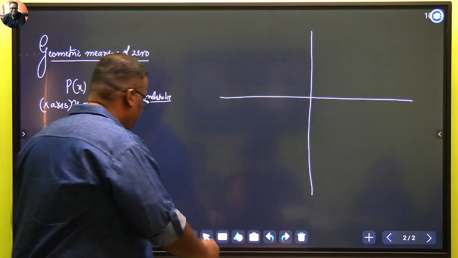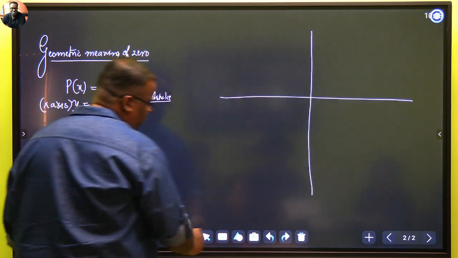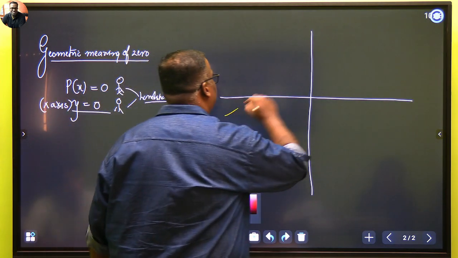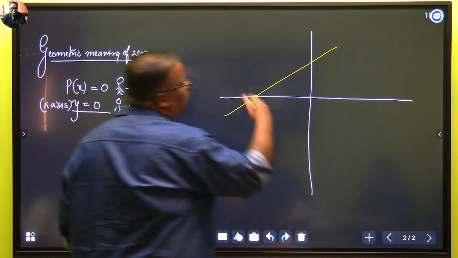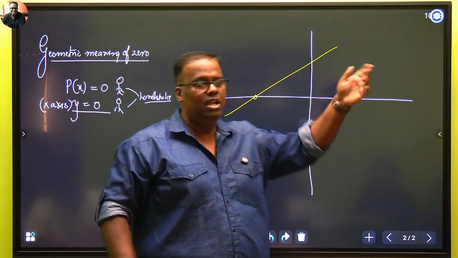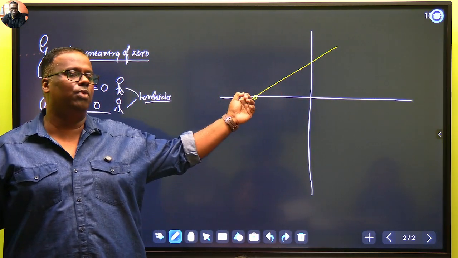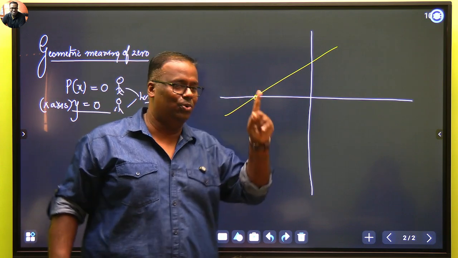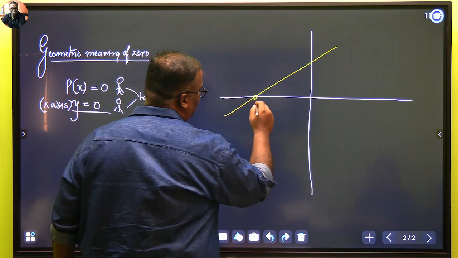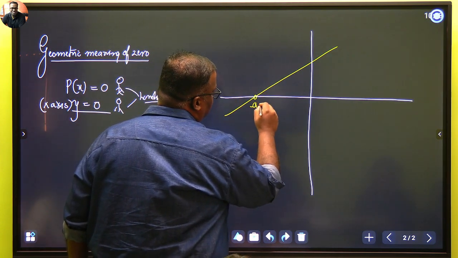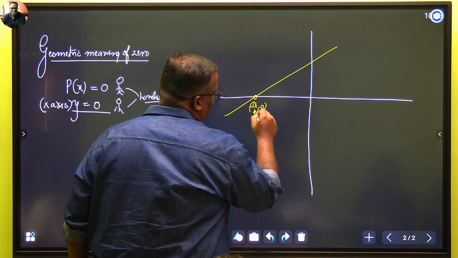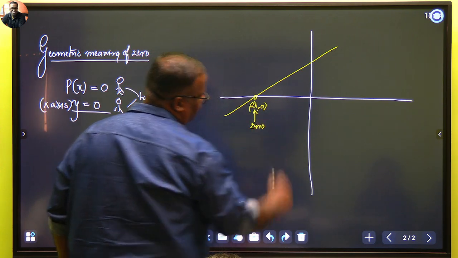So if we have a linear polynomial, a linear can intersect the x-axis only once, whichever way you draw it. If it intersects, it will intersect only once. That's why linear has got only 1 zero. This is the zero. Say this point will be something like minus a0. So this value is the zero. This is the zero in the graph.